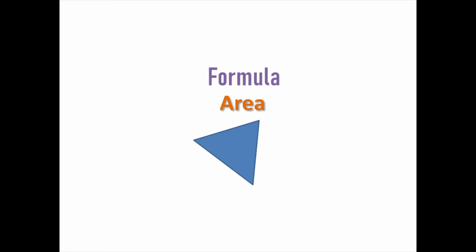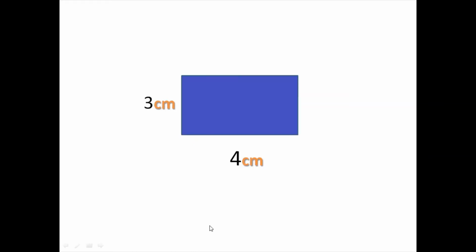Now that you know how to find the area of any square or rectangle using our formula, we are going to learn the formula for finding the area of any triangle. But to do that, we're going to need to start with the rectangle again. The length of this rectangle is 3 centimeters and the width is 4 centimeters. Using our formula, we know the area would be 3 centimeters times 4 centimeters, which is 12 centimeters squared.